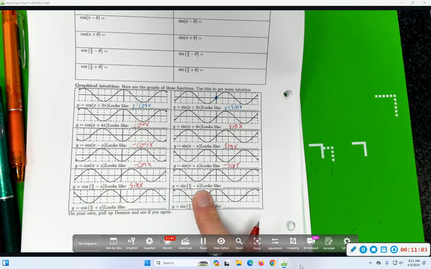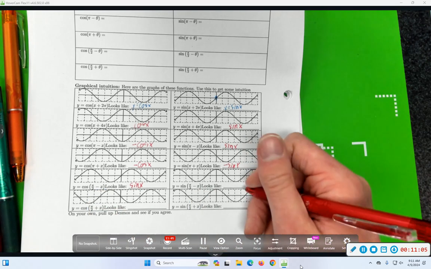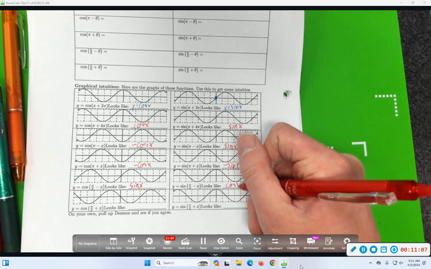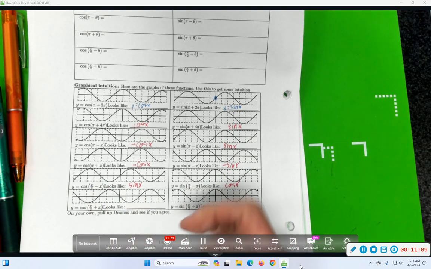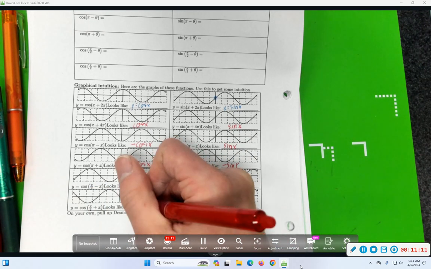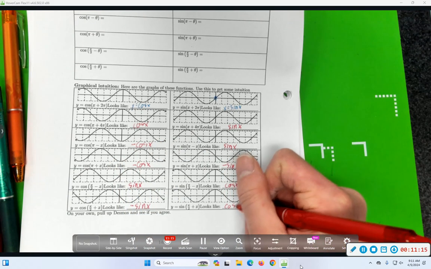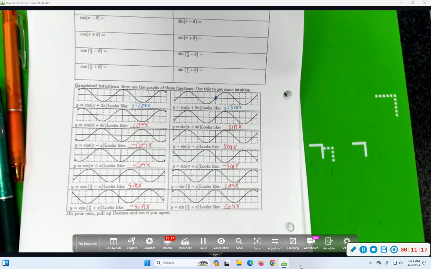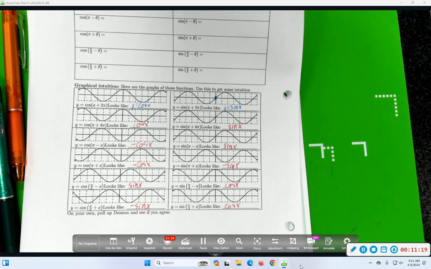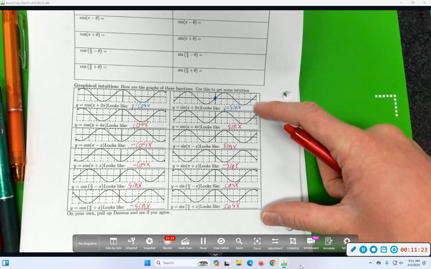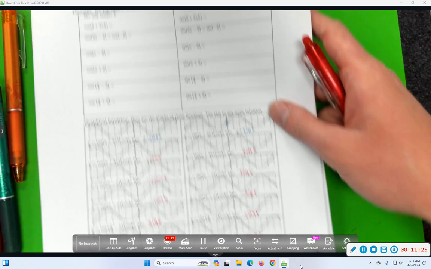Sine of pi over 2 minus x. Looks like cosine x. Oh no, we did it with a plus, not a minus. That's okay. Nice. People agree with those entries? Nice. So, those things will tell us formulas about trig functions.